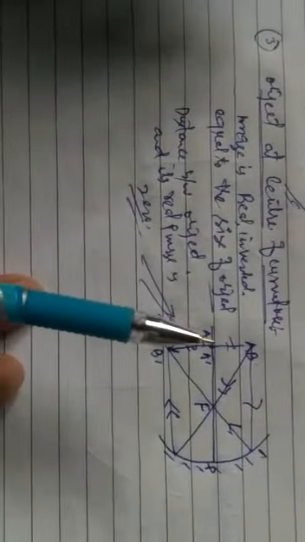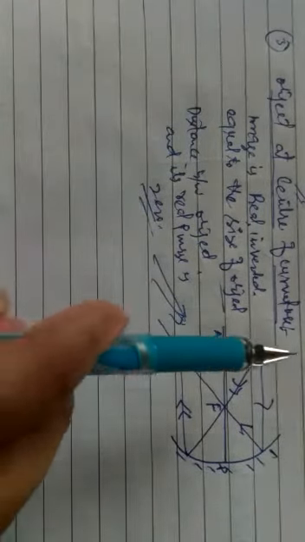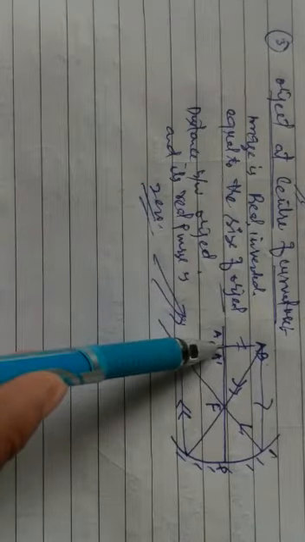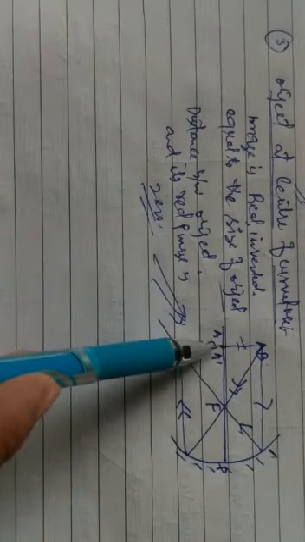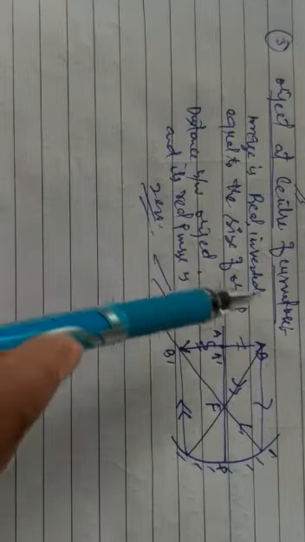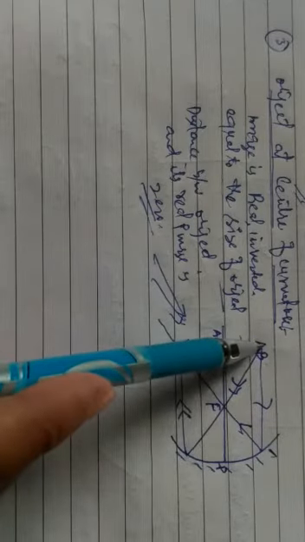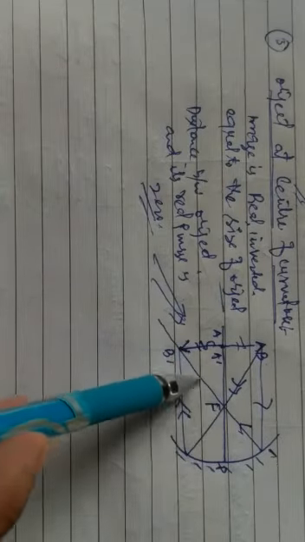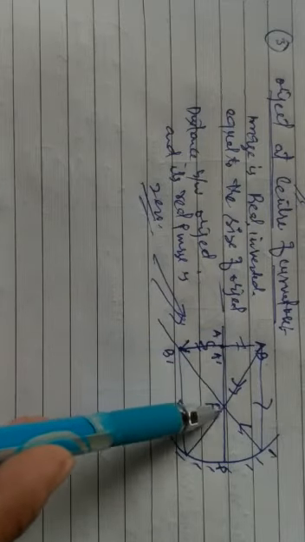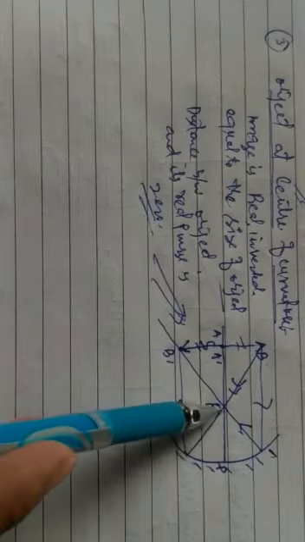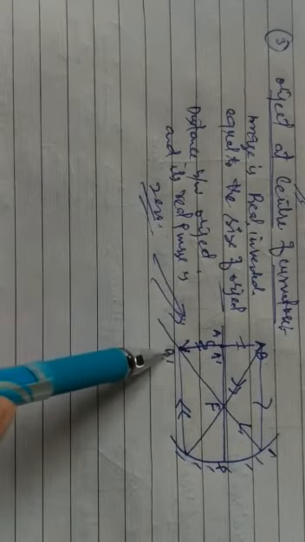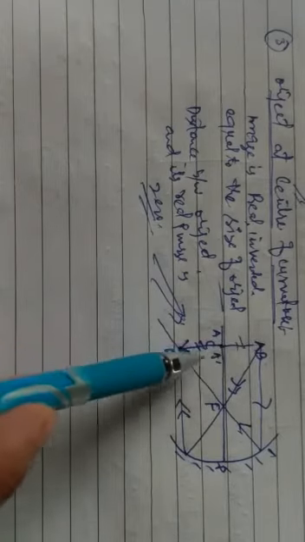Now we have the third type, which is object at center of curvature. The third type comes because it was first at infinity, then beyond the center of curvature, now at the center of curvature. We have AB as an object at the center of curvature. In order to make its image, we took two rays from point B. One ray which is parallel, after reflection it moves through the principal focus. Another ray which passes through the principal focus, after reflection moves like this. They meet at a point which we call B dash. So B's image is formed at B dash.